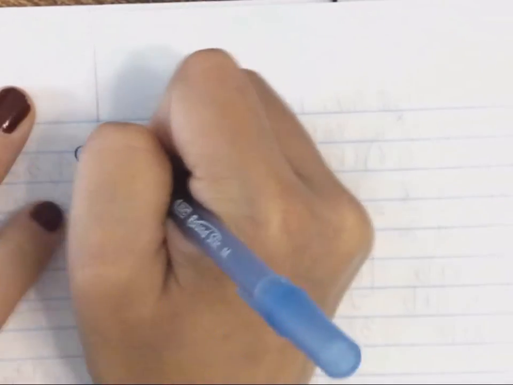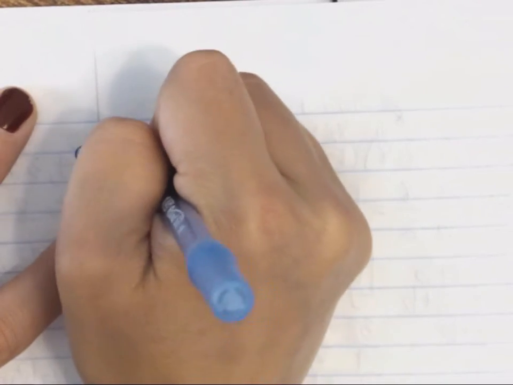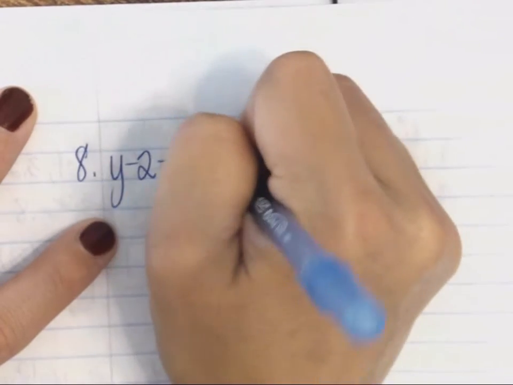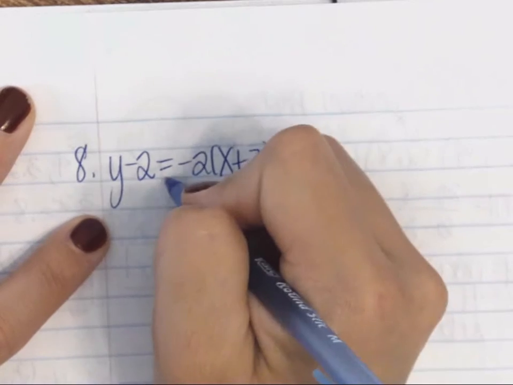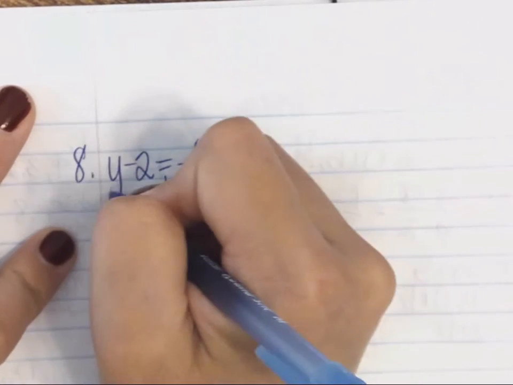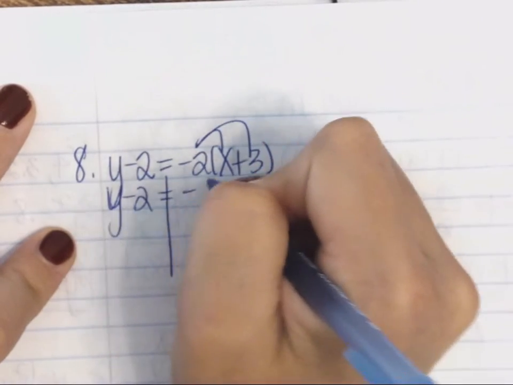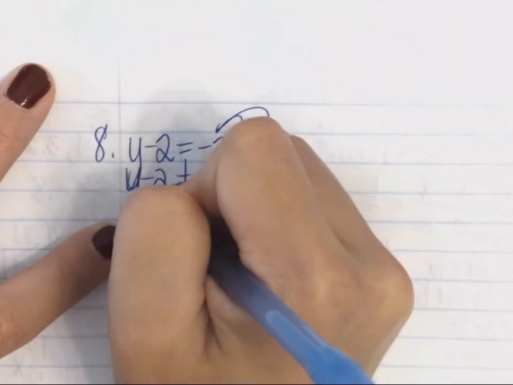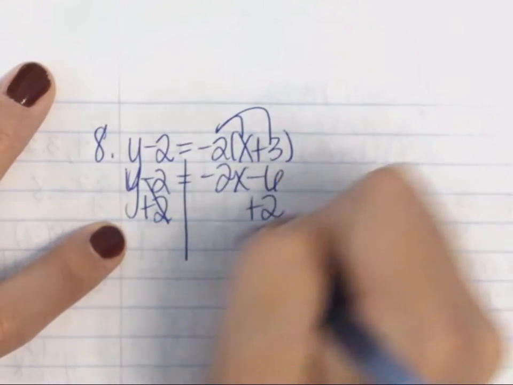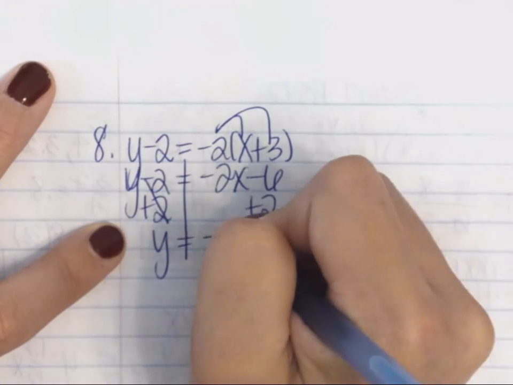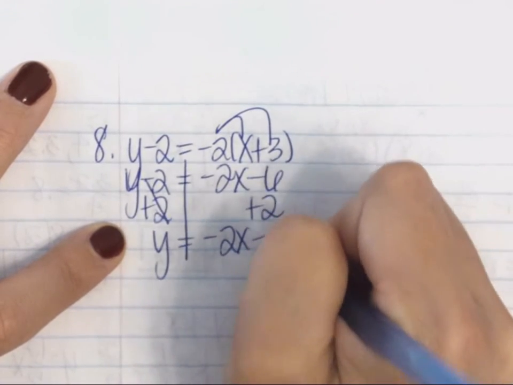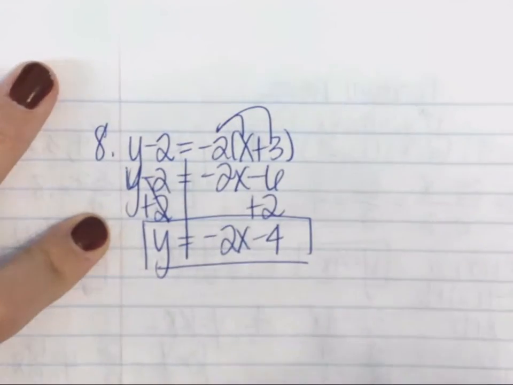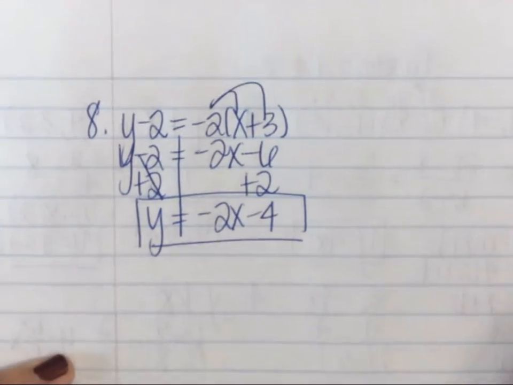Number 8, we need to write the following equation in slope-intercept form. So we have y minus 2 is equal to -2 times (x plus 3). In order to do that, we need to distribute first, since we cannot combine within those parentheses, to get -2x minus 6. And then to get y by itself, we're going to add 2 to both sides. We can only add it to the -6 because those are like terms. And we get y is equal to -2x minus 4.